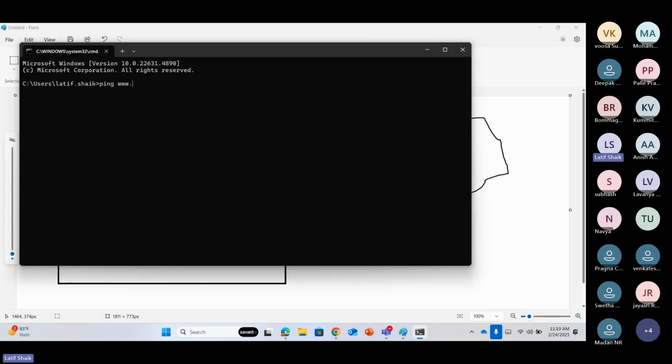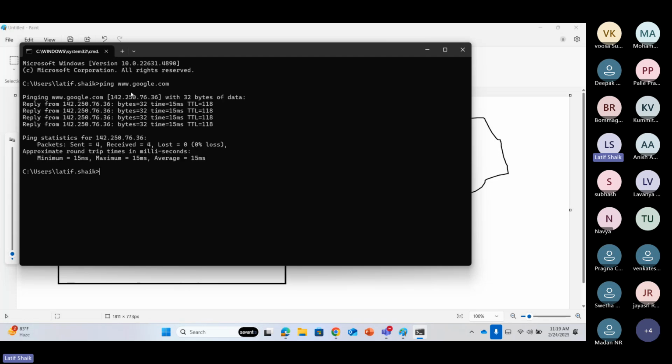I'm trying to ping google.com, so then you will know google.com's IP address. When I'm pinging, we got their IP address. See, 142, it's a private IP. Okay, sorry, it's a public IP.